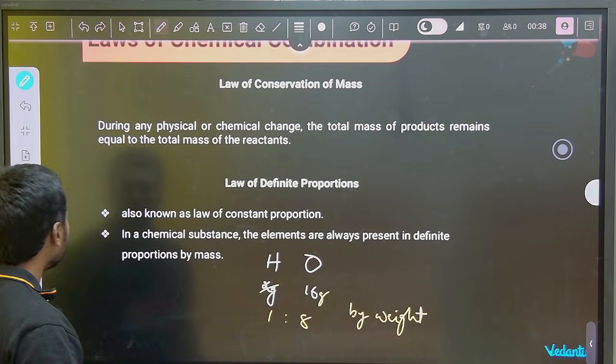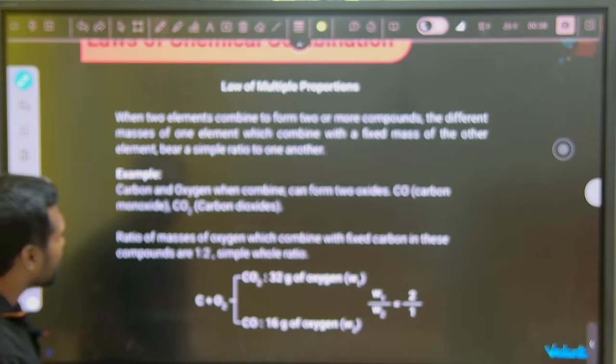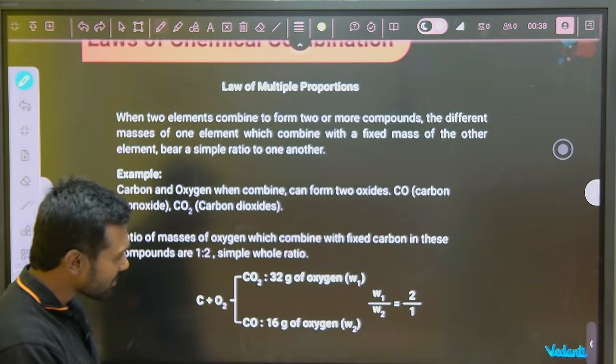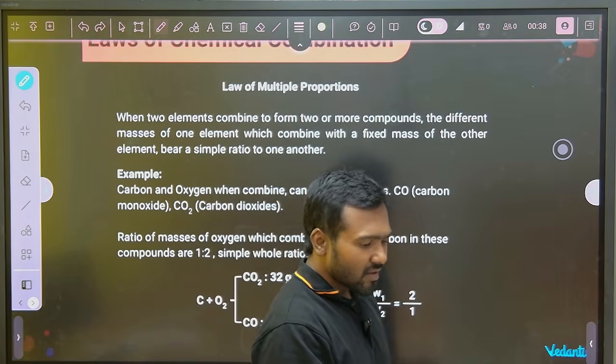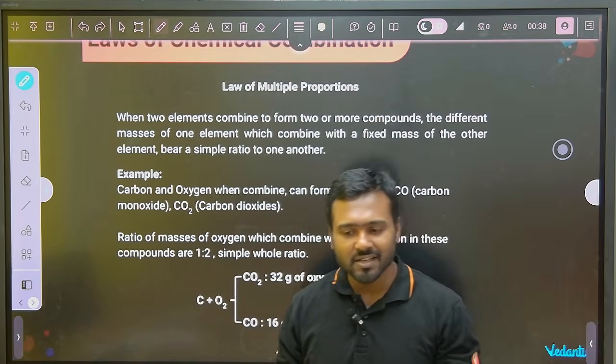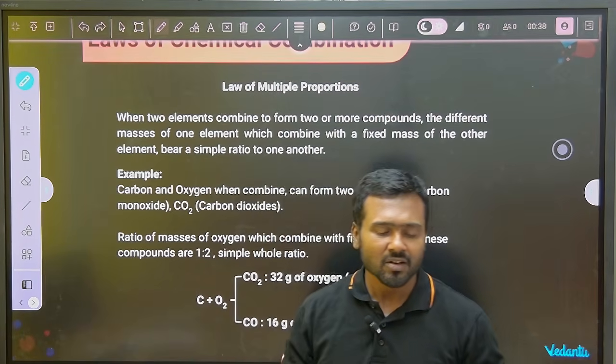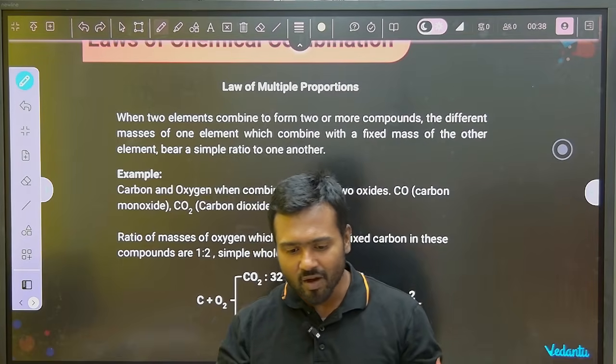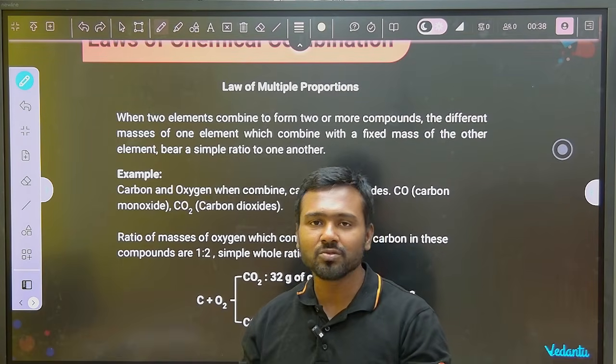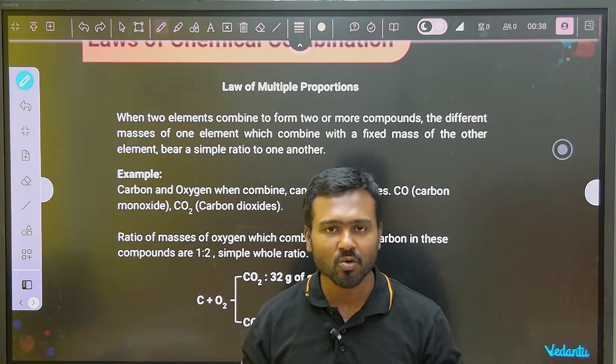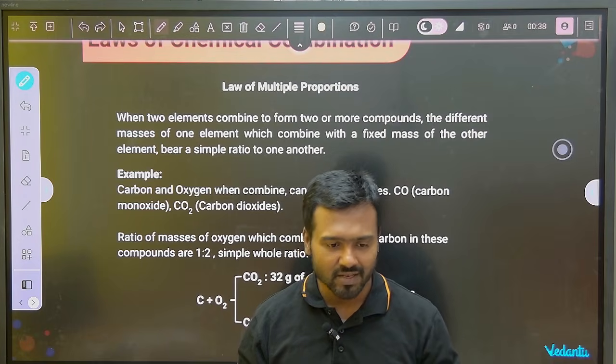Next, the next one is the law of multiple proportions. Let's take two elements. Here we'll consider two elements only. Two elements are combining and forming two or more than two compounds.